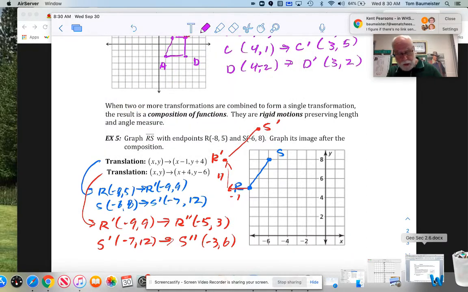So if I just take the points, negative 5 and 3, and negative 3 and 6, there's my R double prime, there's my S double prime, all right? And if you just think about it, if you moved it this way here, if you went from S double prime to S prime and R double prime to R, you would see that it would still be the same, all right? So there's our transformations.